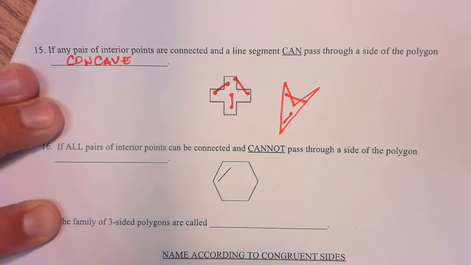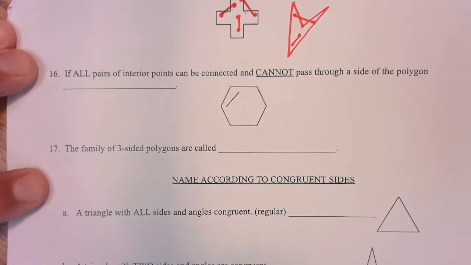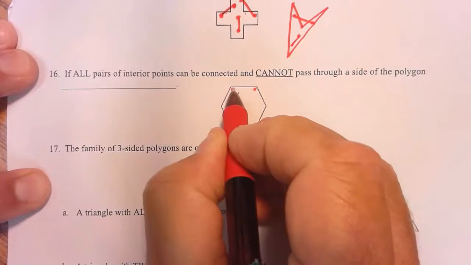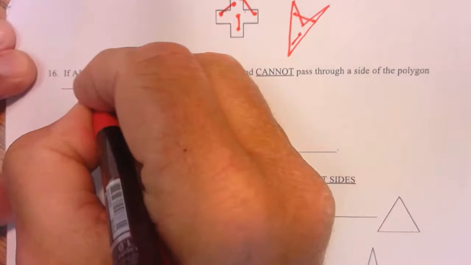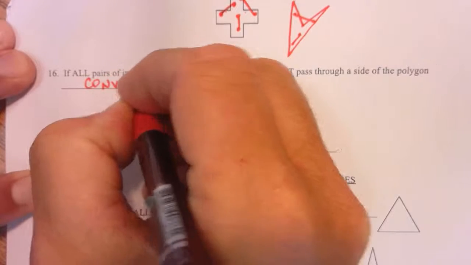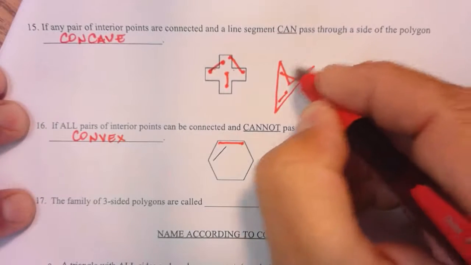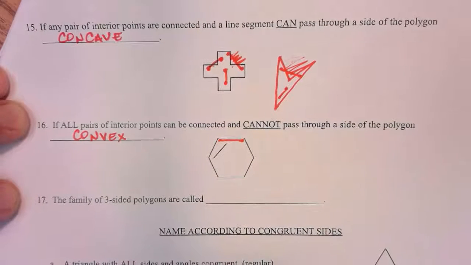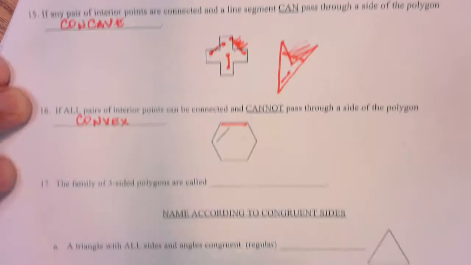So concave can cut through an edge, but if you've got a shape that looks like this, that I don't care which 2 points you choose on the interior, you're never going to cut through an edge or a side if it's not possible. This is called convex. So you've got concave and convex. Concave looks like a piece that's missing. Convex, nothing's missing. So that's two new ways that we can classify a polygon, whether they're concave or convex.